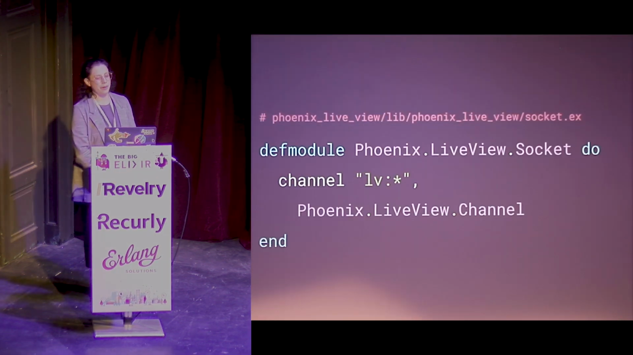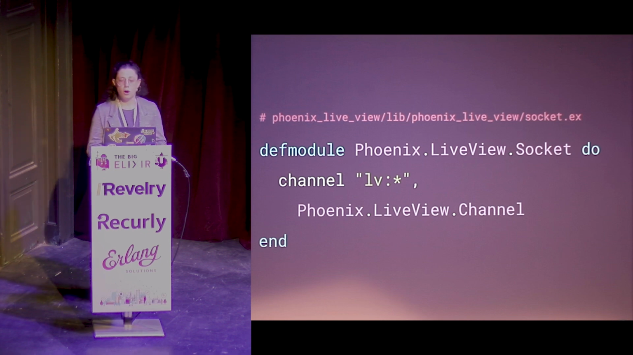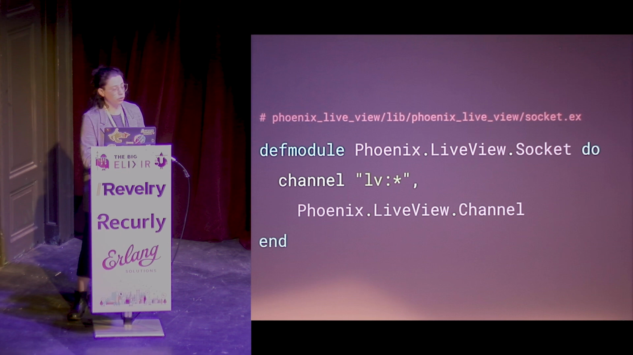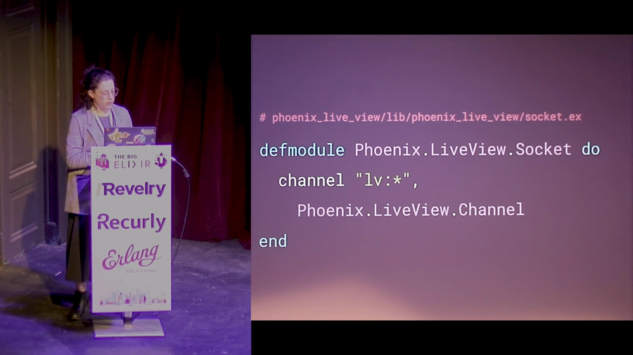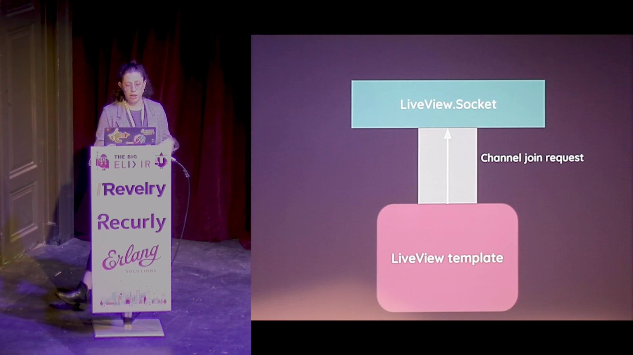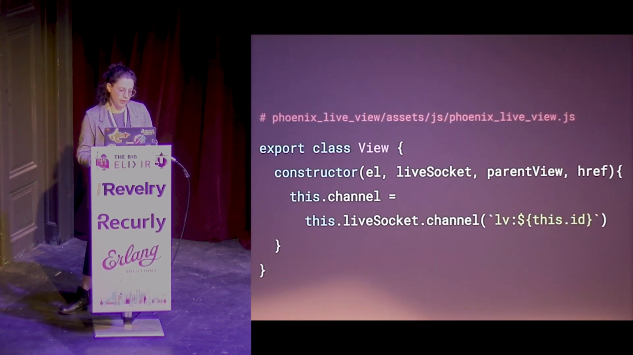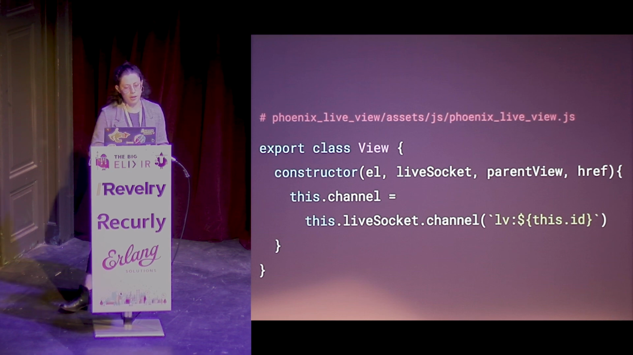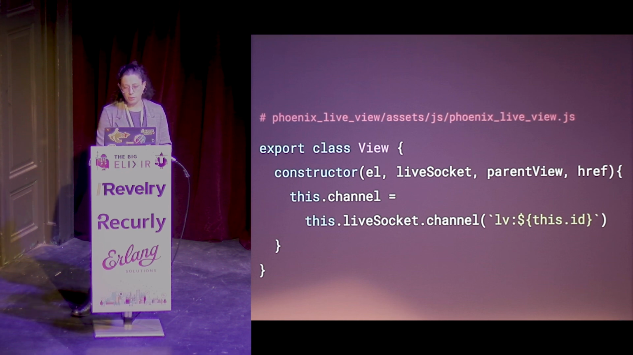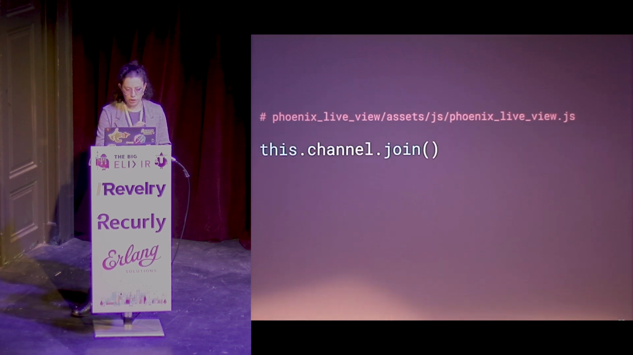The socket, which remember has already been configured to know your LiveView module for this particular lifecycle, is also configured to route LiveView events to the Phoenix LiveView channel. And once the socket is connected, the client will send that channel join request. And here's just a little peek at some very simplified LiveView client-side code. We can see that it's establishing a channel for the given LiveView with a unique topic, and then we're going to join the channel via a call to channel.join.